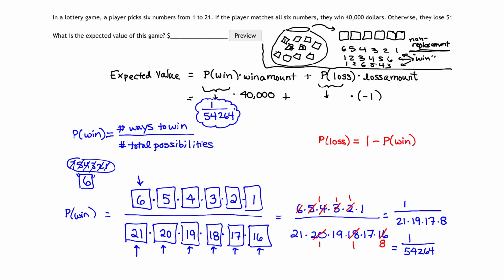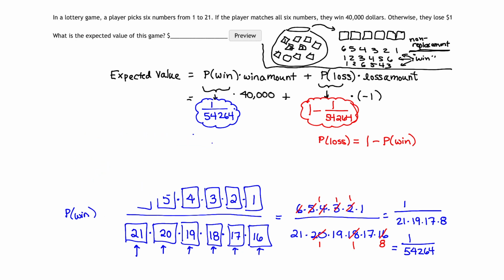This is the idea of things that are direct opposites, or if we like, complements. If I don't lose, I'm going to win, or on the other way, if I don't win, I'm going to lose. So to calculate the probability of loss, I simply have to take 1 minus the probability of winning. So right here, the probability of loss is going to be 1 minus 1 over 54,264. That's going to be my probability of loss. We're so close to the finish line. Let me erase, give us some space so we can finish up these calculations.